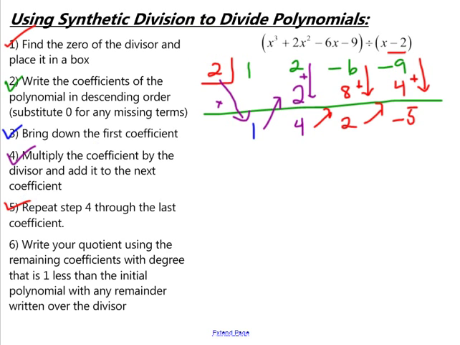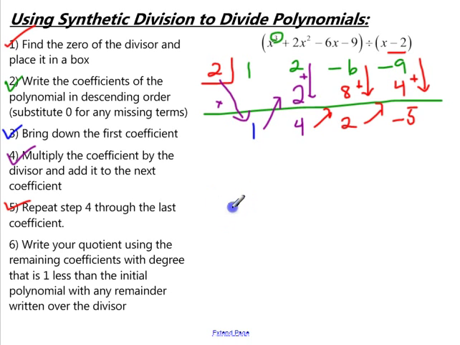So now we're done. And lastly, it says write your quotient using the remaining coefficients with degree that is 1 less than the initial polynomial, with any remainder written over the divisor. So this is a mouthful. Basically, you're going to take the degree of the original polynomial and start 1 less than that. So we're going to start off with x squared, and these are going to be our coefficients.